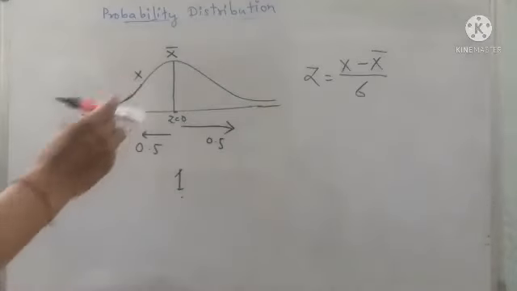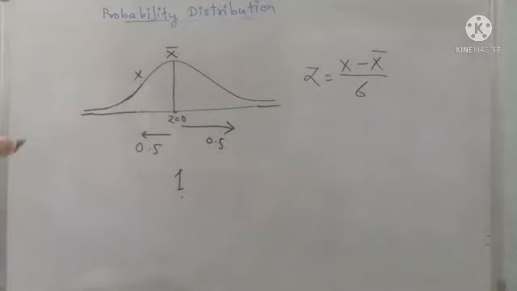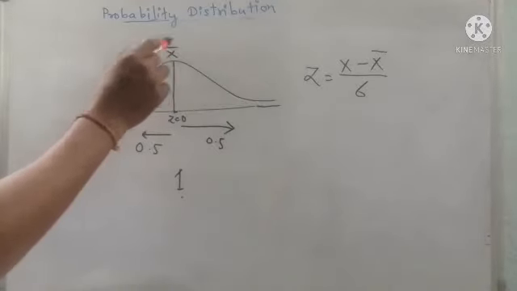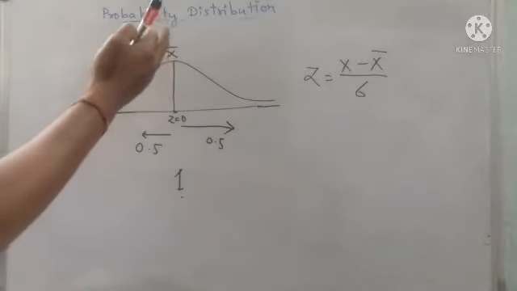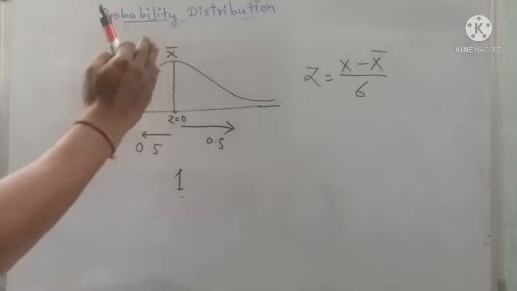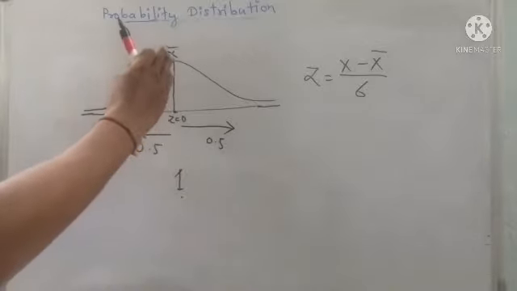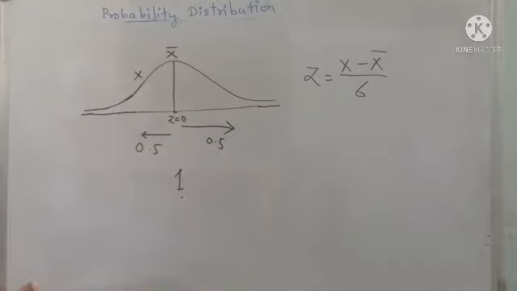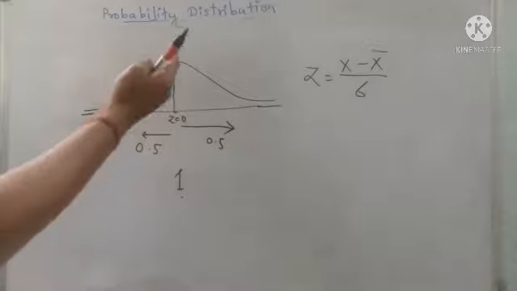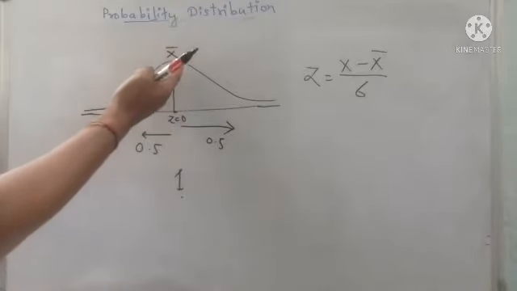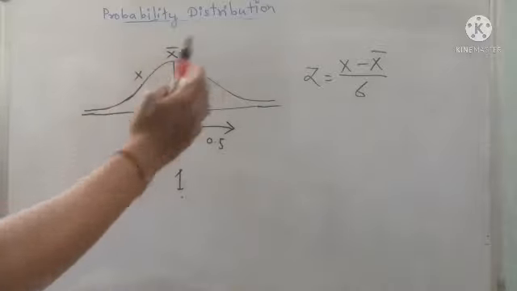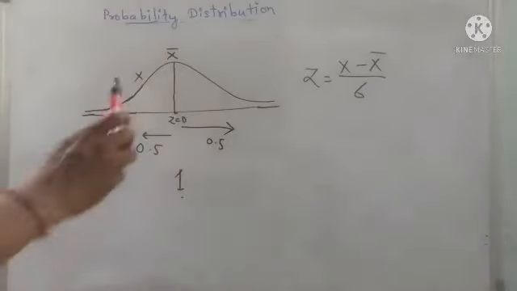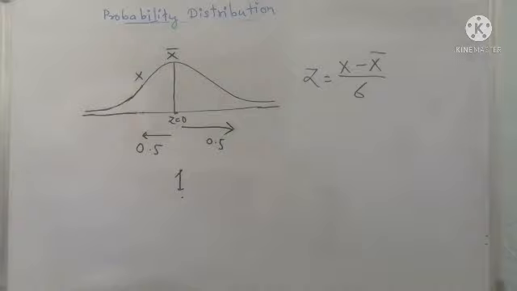It means x bar is the average, which appears in the center, so the number of variables less than x bar is equal to the number of variables more than x bar. Do you understand? That means half of the variables are less than x bar and half of the variables are more than x bar, as appears in the normal distribution.